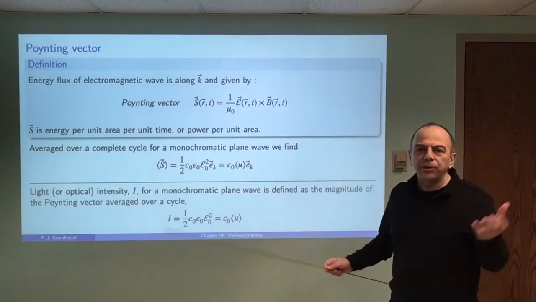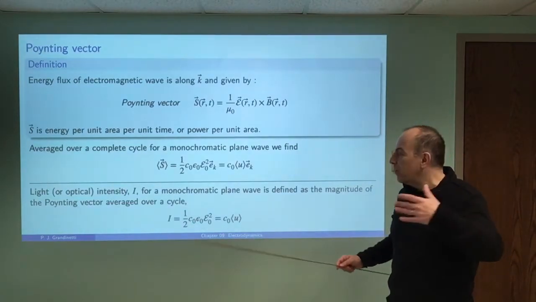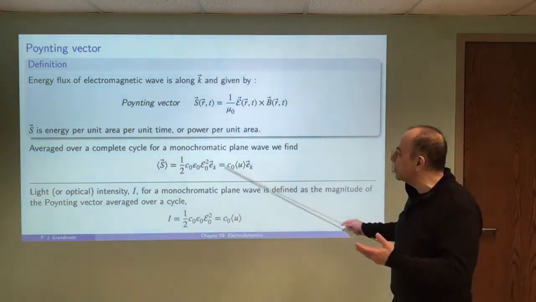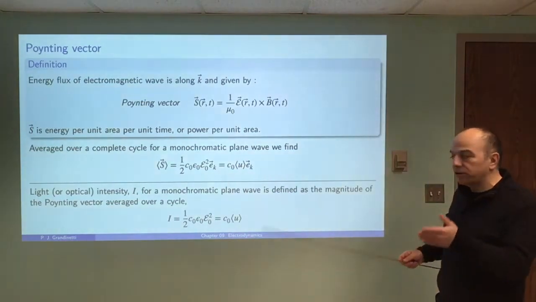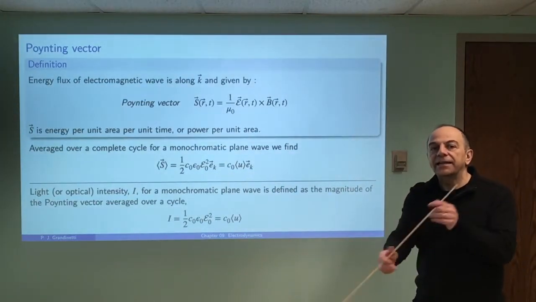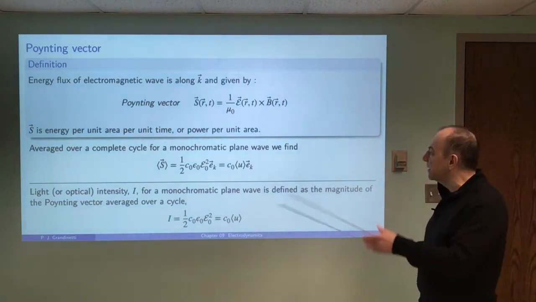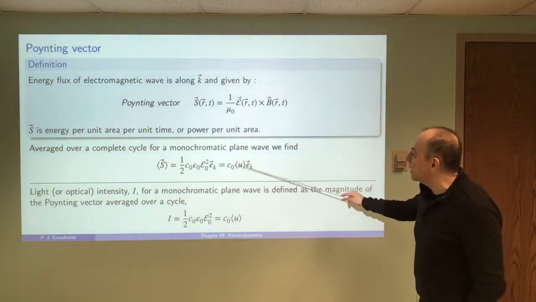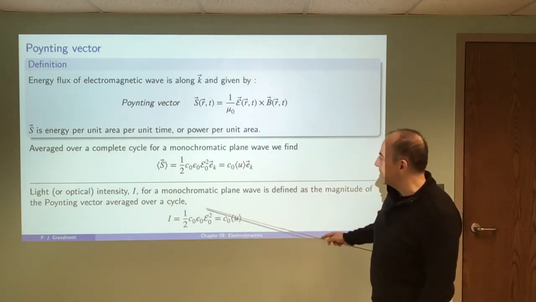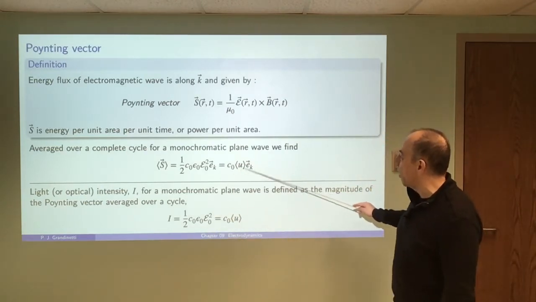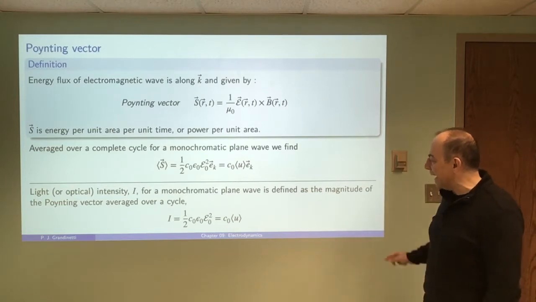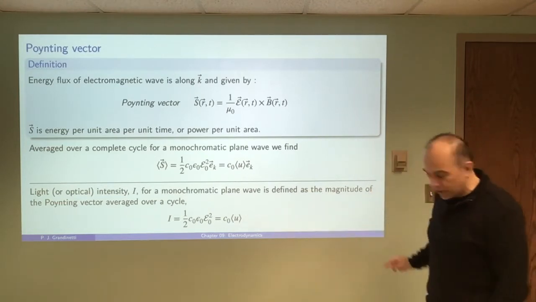Now, when you're in the lab and you're doing measurements of light intensity, what you're measuring is actually just the magnitude of this Poynting vector. So if you're measuring the intensity of light coming off some source at a particular point in space, then you're measuring the magnitude of this vector, and that's just given by this part that's multiplying the e_k, the unit vector. So that's this expression right here.